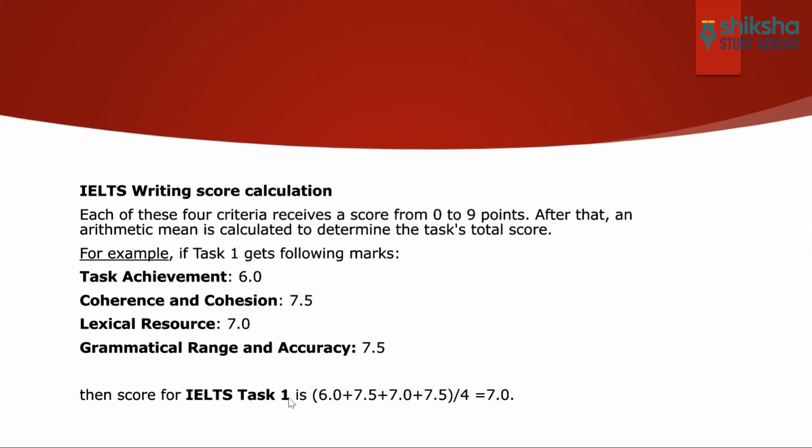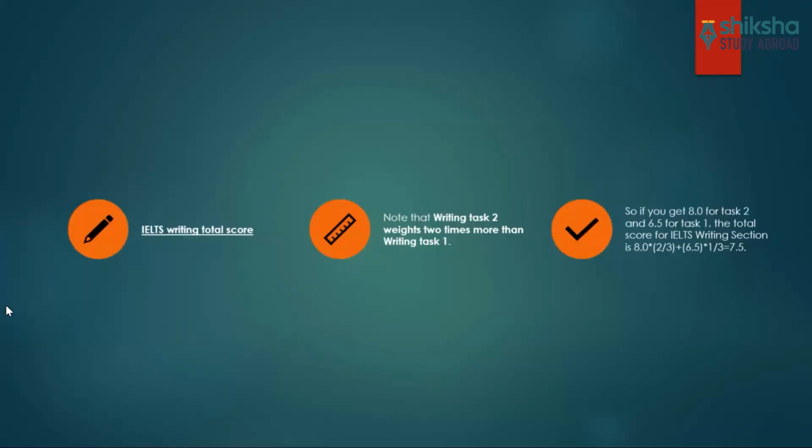Then the total score of IELTS task 1 is 6 plus 7.5 plus 7 plus 7.5. So we have added all those scores and divided by 4. So in task 1, the candidate has achieved 7 bands in total. Okay, this is how you are marked. And the same goes for your writing task 2 as well. All the 4 criteria are given different marks, then divided by 4 after adding. I hope that's clear. So for the IELTS writing total score, note that writing task 2 weighs 2 times more than writing task 1. So writing task 2 definitely has some weightage over writing task 1.